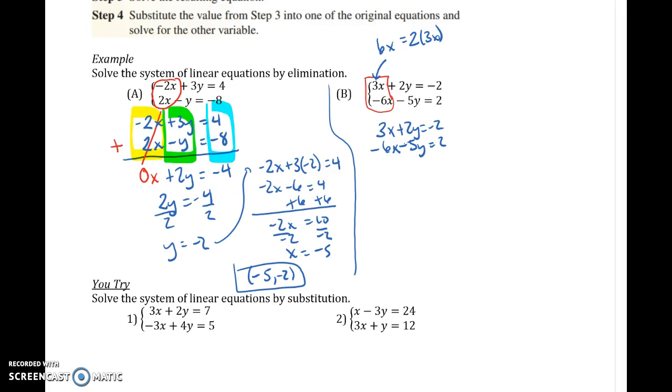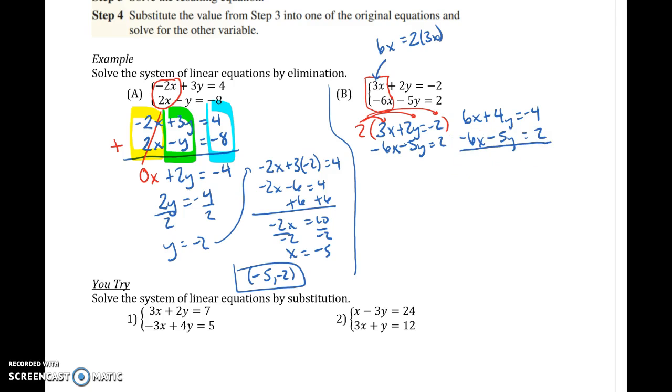And what I want to do is take that top equation and multiply everything there by 2, because I don't want to change the actual equation itself, but I want to rearrange it so that I get a positive 6x on top. So now you're going to see I get 6x plus 4y equals negative 4 on top. And then a negative 6x minus 5y equals 2, which is the same as the original problem.